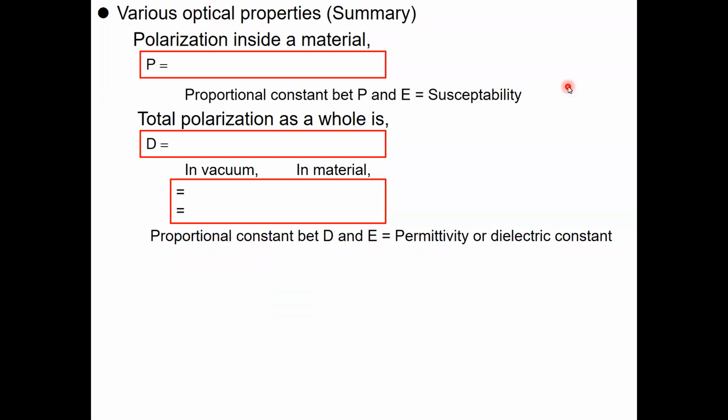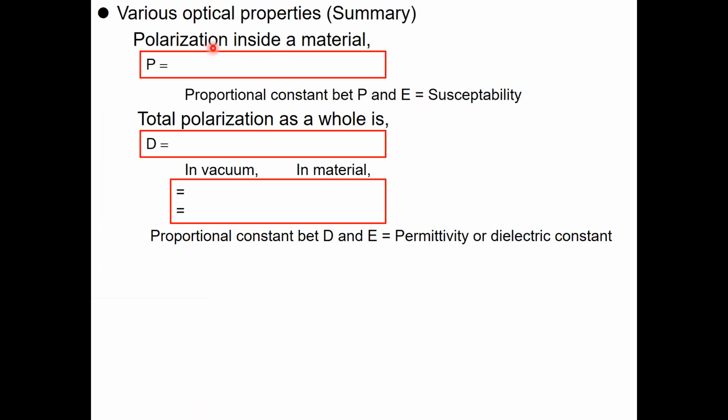Okay, let's now move on to the optical properties. There are several optical properties describing the materials. However, they are correlated with each other, and it's a bit confusing for new learners how they are correlated. So here I want to summarize these physical or optical properties.